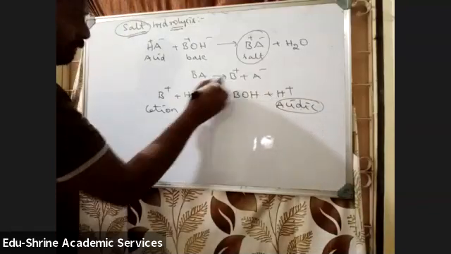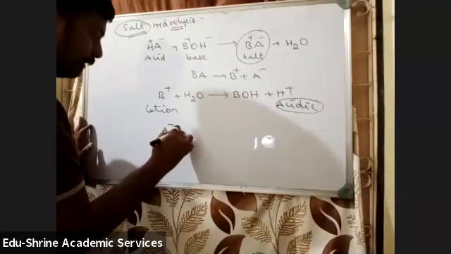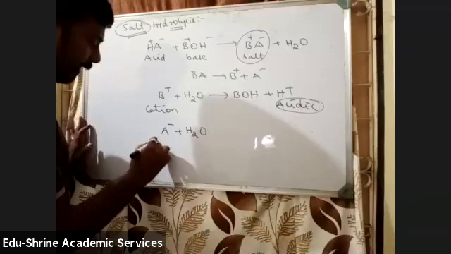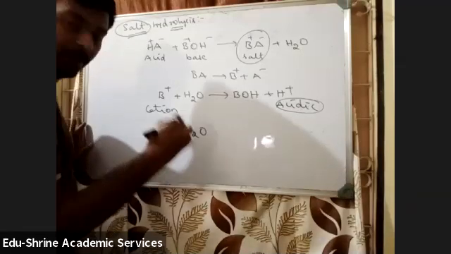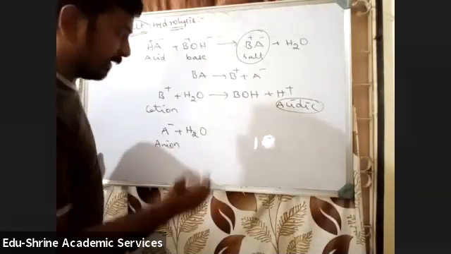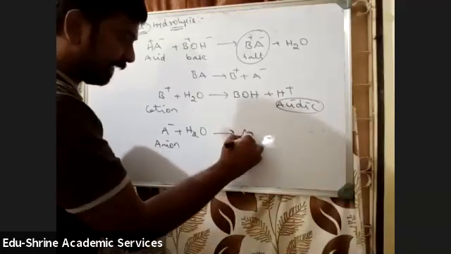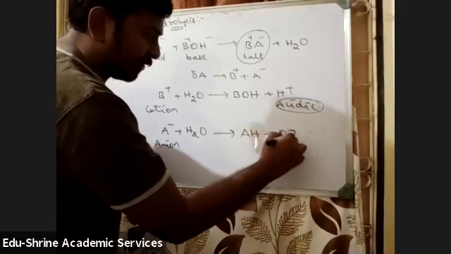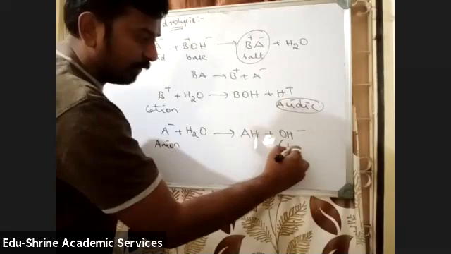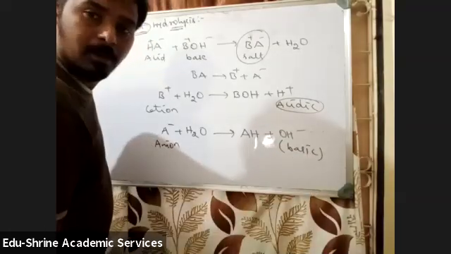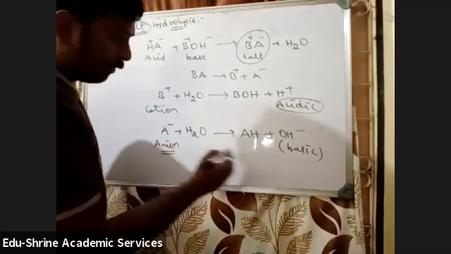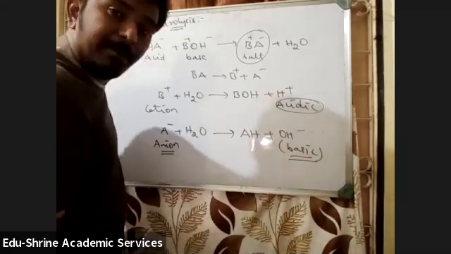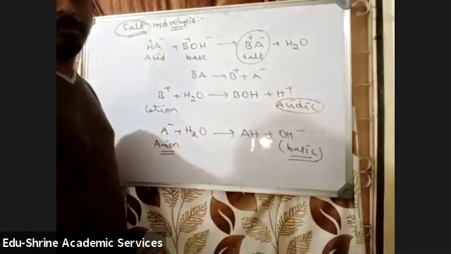If I take the anion, A minus, and the anion is undergoing hydrolysis, then you will get AH plus OH minus ions. So the solution will be basic. So if the anionic part is undergoing hydrolysis, you are going to get a basic solution.